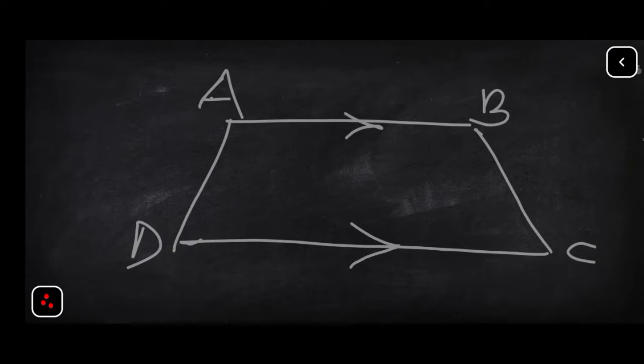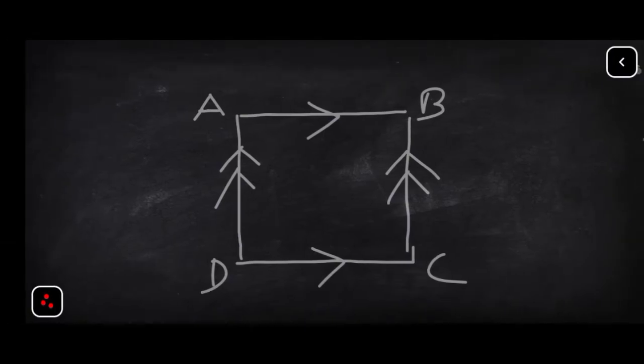The sides AD and BC are not parallel to each other. So this is an example of a trapezium. Can a square also be called a trapezium? The answer is no, because for a square there are two pairs of parallel lines.